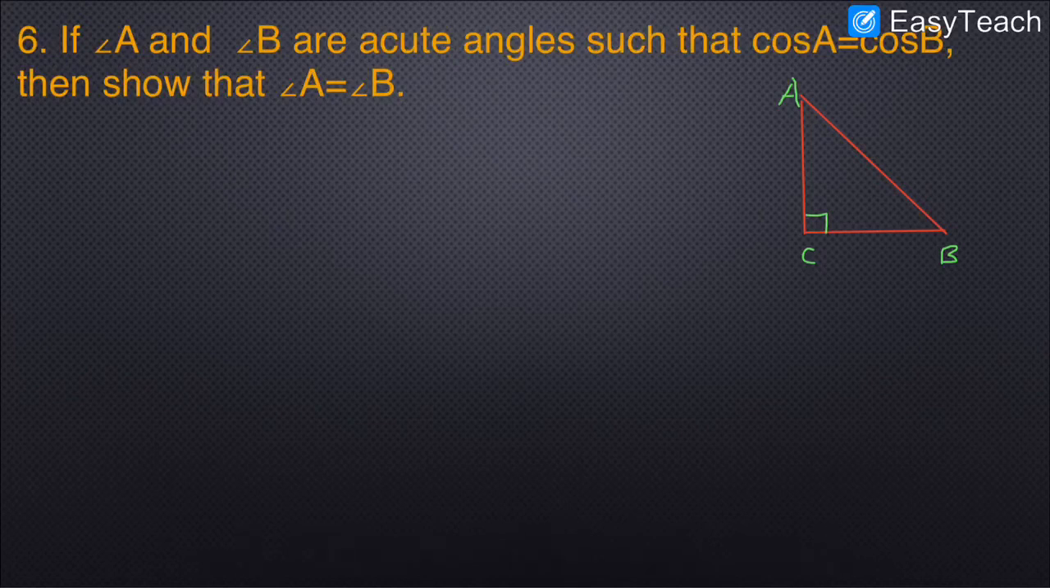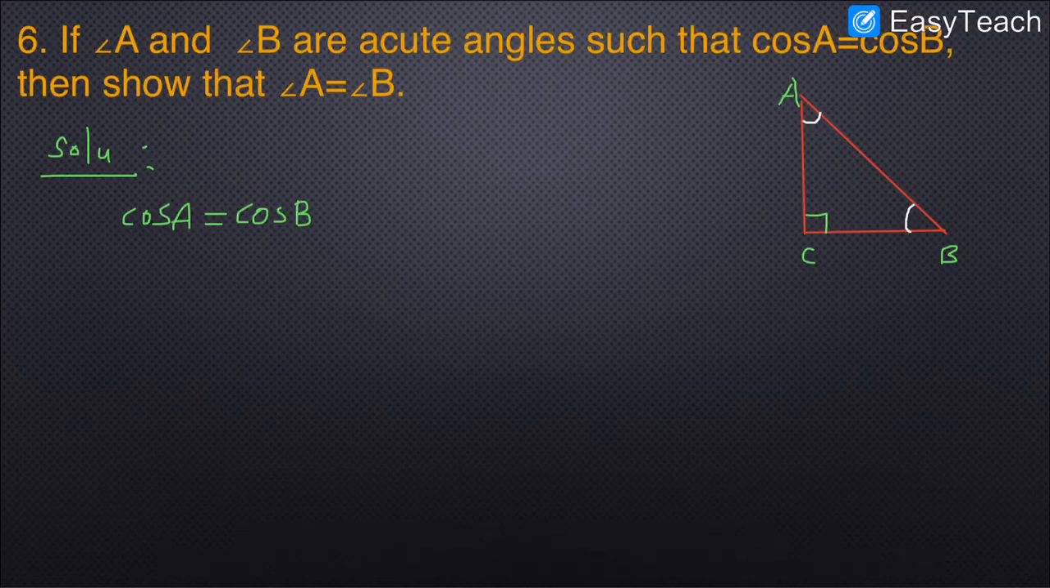Okay, coming back to our question. These two angles are acute angles, and at the same time another given is cos A equals cos B. If this is the case, we have to prove angle A equals angle B. To start the solution, let me take the given. What is it? cos A equals cos B. I write the same, cos A equals cos B, and let's see how it benefits us.